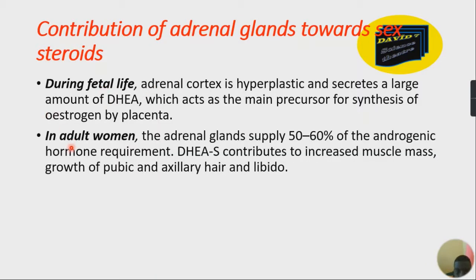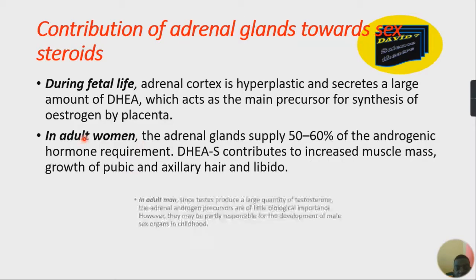And in the adult woman, the adrenal glands supply 50 to 60% of androgenic hormone requirement. DHEA contributes to increased muscle mass, growth of pubic and axillary hair, and libido in women. So it has a role here: libido, axillary hair, growth of pubic hair also, and increasing muscle mass in women. In adults, it has those roles, and it is from the adrenal cortex.